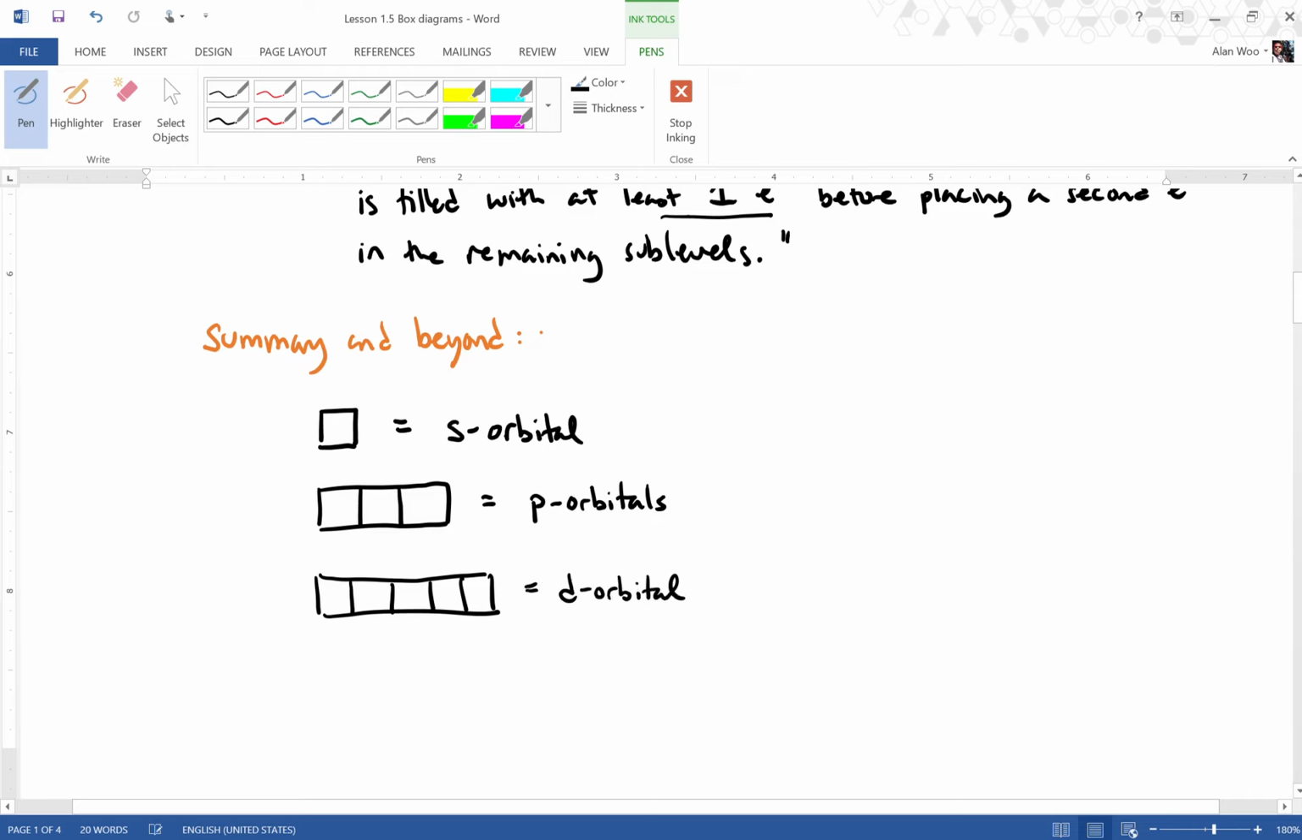While the f's have 7 components. So you have 1, 2, 3, 4, 5, 6, 7. Seven boxes chained together would be f orbitals. The whole point of these box diagrams is to show how these electrons are arranged and how they behave.